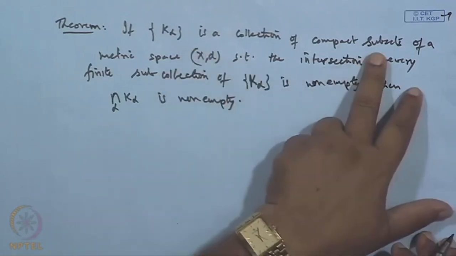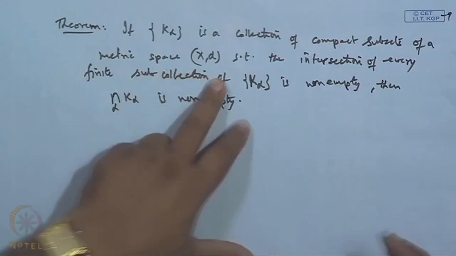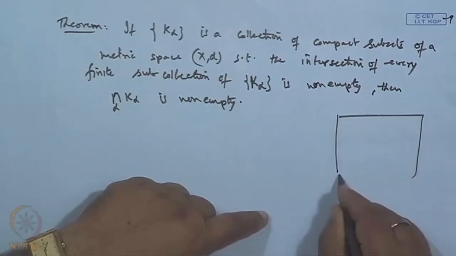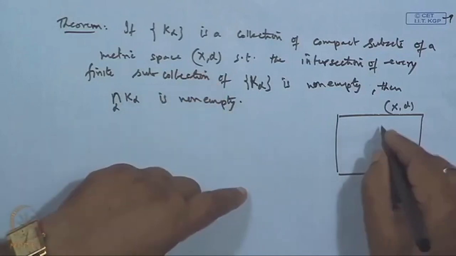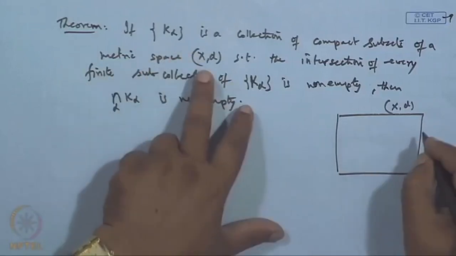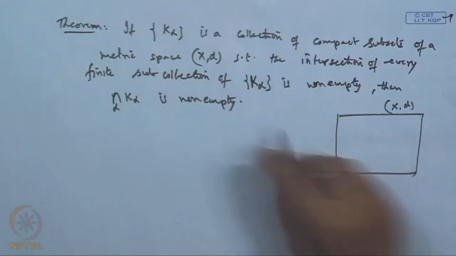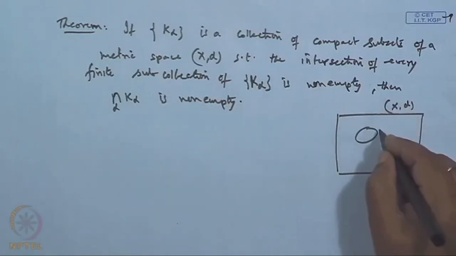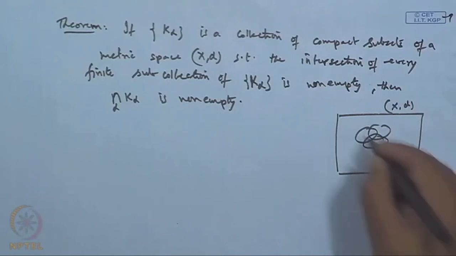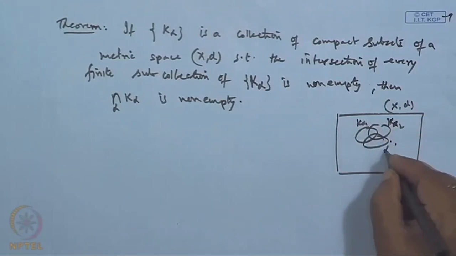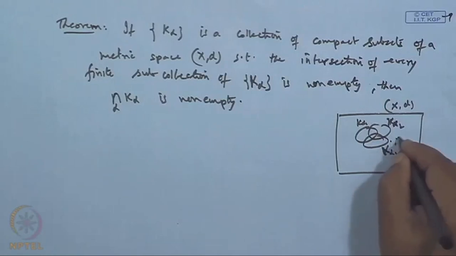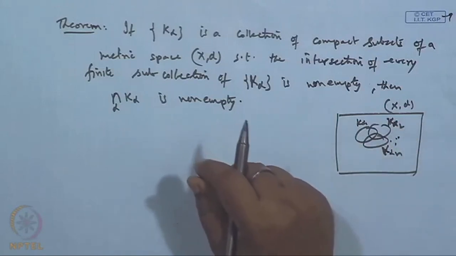If K alpha is a collection of compact subsets of a metric space X, D, this is our X, D, and K 1, K 2, K n, these are the compact subsets of this. K alpha 1, K alpha 2, K alpha n, these are the compact subsets of this X, D. And if we take the finite intersection of K alpha 1, K alpha 2, say K alpha n, like this, if each finite intersection is a non-empty set, then the arbitrary intersection will be non-empty. So, this we will prove by contradiction.